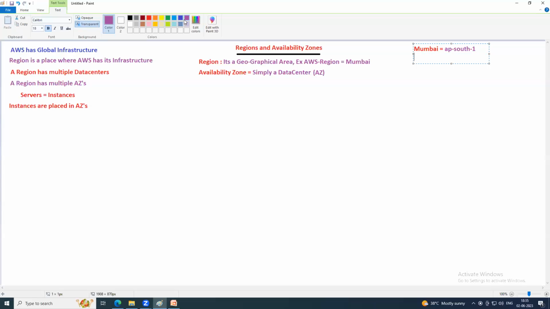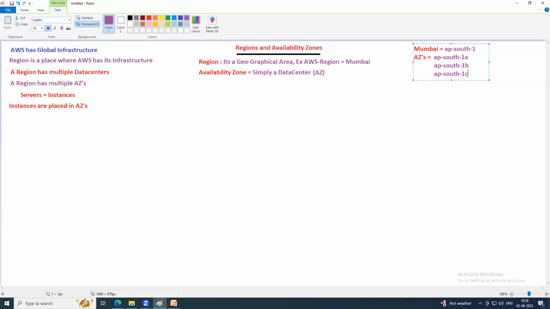Today in Mumbai, do you all agree that it has multiple availability zones? Remember, in Mumbai we have 3 availability zones. How many are there? 3. We call them ap-south-1a, 1b, and 1c. As we'll be using the Mumbai region, we need to know how many availability zones there are: 3. What are those? ap-south-1a, 1b, and 1c. In shortcut, you can call them 1a, 1b, 1c.